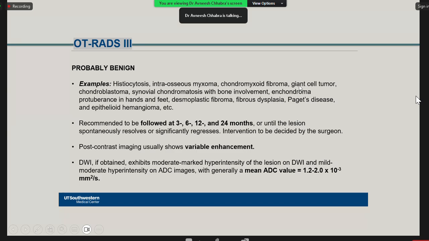If you are a little bit confused about it, you can always put in OT-RADS 4. That's fine. Anybody can get confused. But we gave a very open approach rather than a very conservative approach to people. So these are the follow-ups, and then they show variable enhancement. Say if it's a myxoma, it'll show peripheral or central enhancement. The giant cell tumor may show nodular enhancement also. Chondroblastomas can show nodular. So it's a variable enhancement. FDs don't show much enhancement, mostly peripheral. And then again, they have high ADC values.